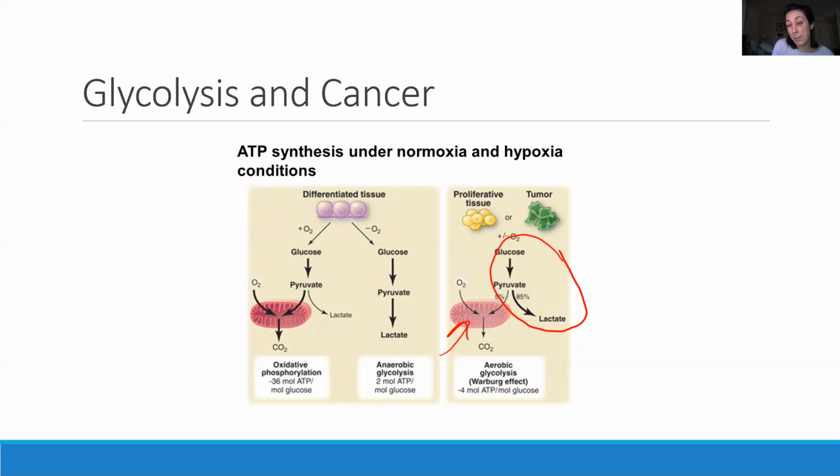This actually has a name to it. So if you're ever looking at papers or researching, it's called the Warburg effect. This is that even in situations where tumors have oxygen, they are still reliant almost solely on the glycolysis and formation of lactate to get their energy.